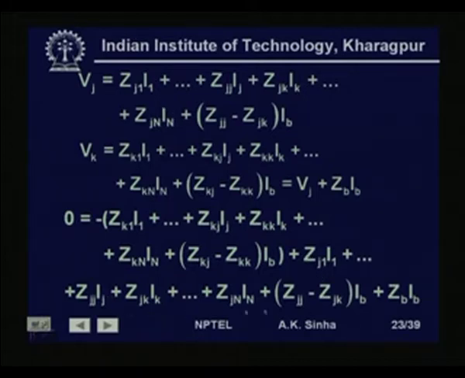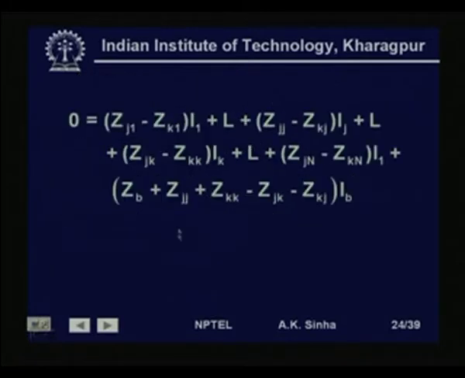So, plus Vj plus Zb into Ib. So this is what we are going to get. 0 is equal to this much. This again we can combine the terms of currents I1, I2 and so on separately.